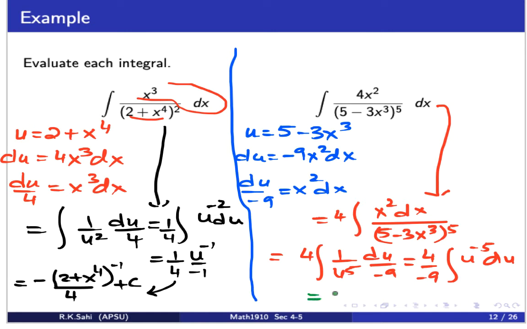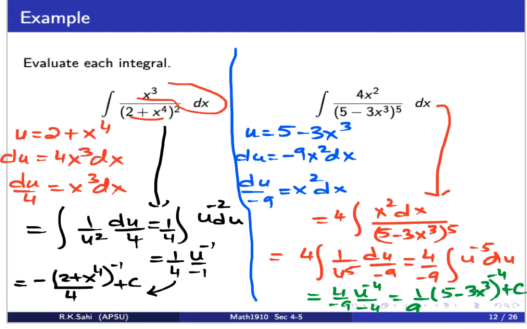So this is going to be equal to 4 over negative 9u minus 4 over minus 4. So the final answer is 1 over 9. Remember, the minus with the minus cancel out, the 4 with the 4 cancel out. U is going to be replaced by (5 minus 3x cubed) to the power minus 4 plus c. So these were rational functions with nice little polynomials present.